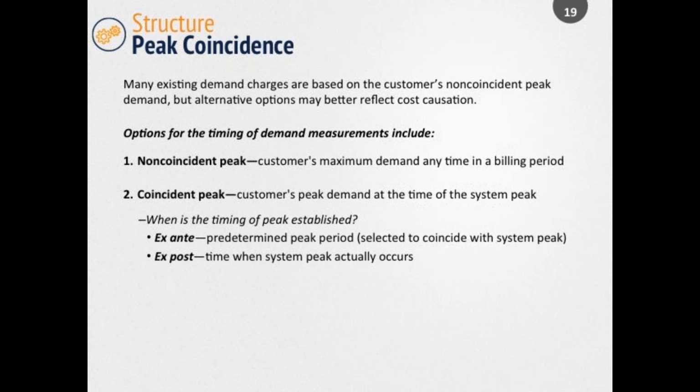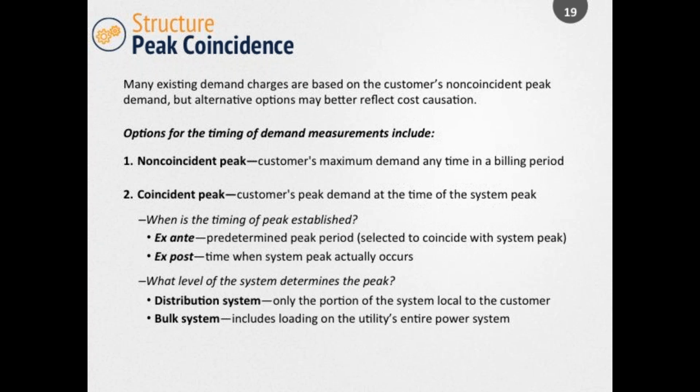There are a couple of questions that factor into this one. First of all, whether the timing of the peak is determined ahead of time, as a forecast, or after the fact, where the customer doesn't actually know when the peak is going to occur and is just charged afterwards. And also what level of the system determines the peak. Is it the distribution system peak? Is it the bulk system peak? There are arguments to be made for either, and it again relates back to the cost component. If you're including only distribution system costs, then that's probably the peak that's most relevant.